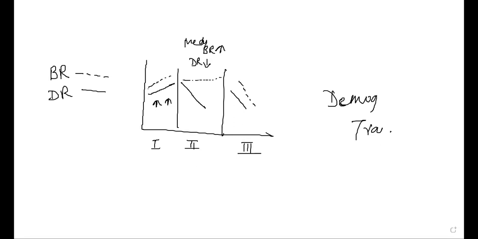In demographic transition, we have three stages. In the first stage, the birth rate increases due to increase in literacy rate. Then, okay. And what about death rate? The death rate decreases due to better.